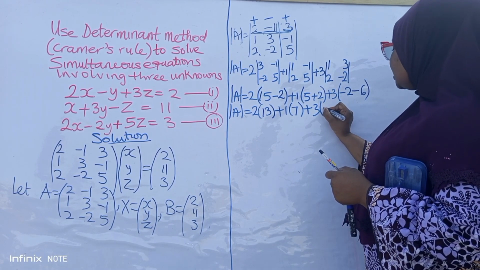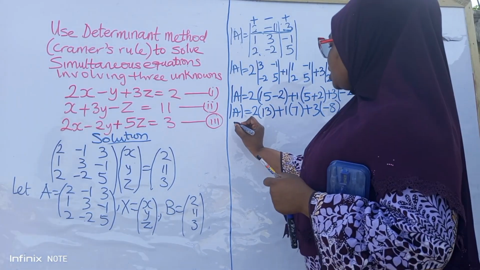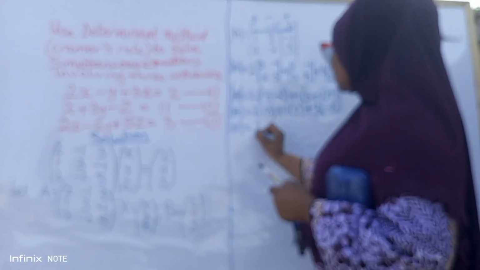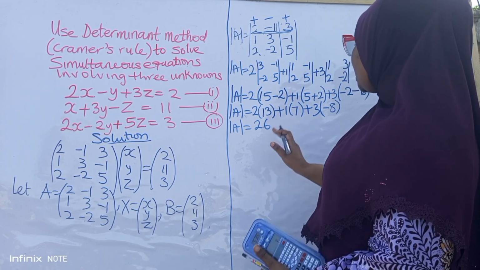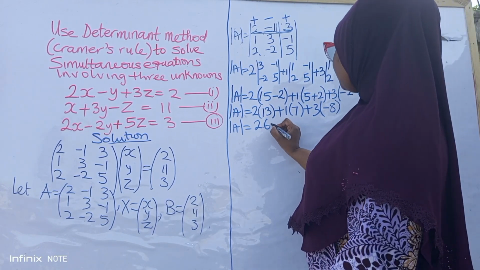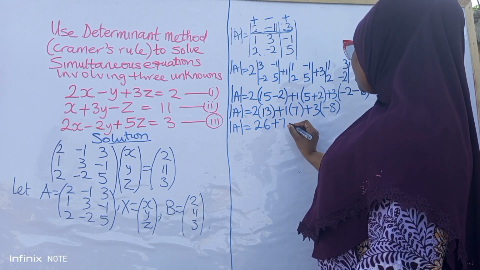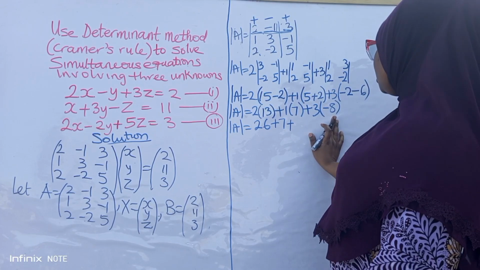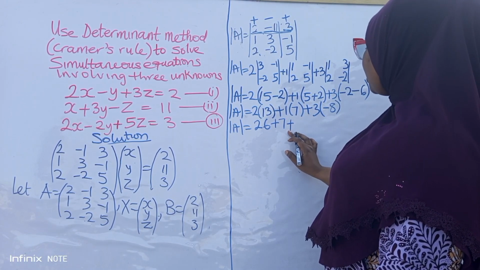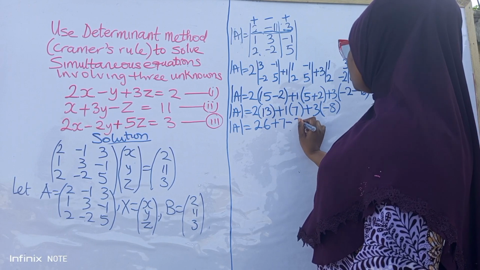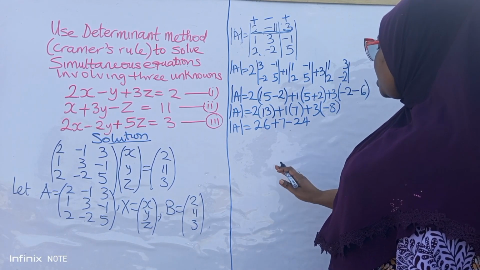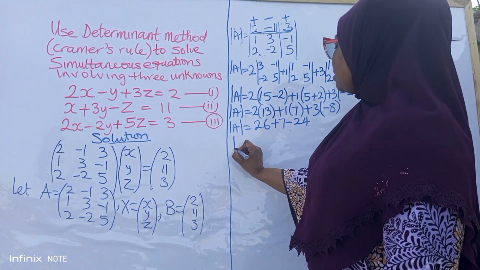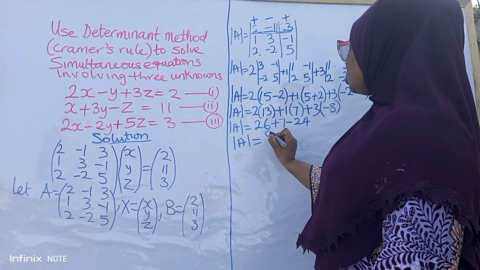That is minus 8. So the determinant of A will be equal to 2 multiplied by 13 is 26. Then 1 multiplied by 7 is 7, so plus 7. Then plus 3 multiplied by minus 8 is minus 24. So now from here, 26 minus 24 is 2. 2 plus 7 is 9. So the determinant of A is equal to 9.